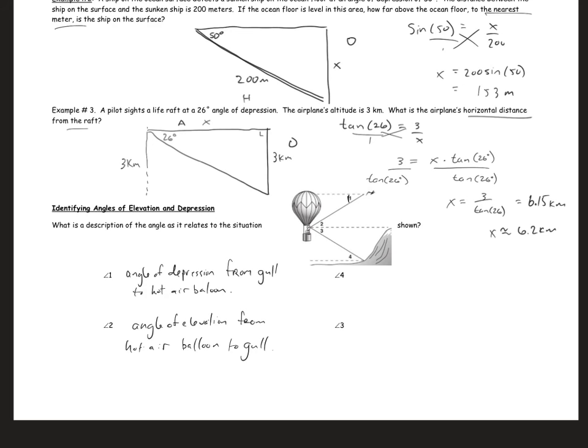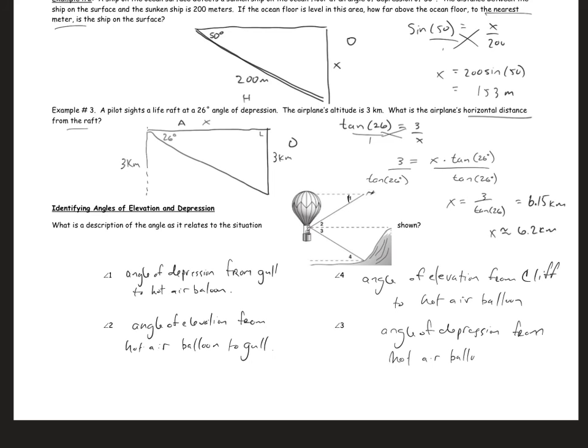Angle 4 is an angle of elevation from the cliff to the hot air balloon. And then angle 3 is an angle of depression from the hot air balloon to the cliff.